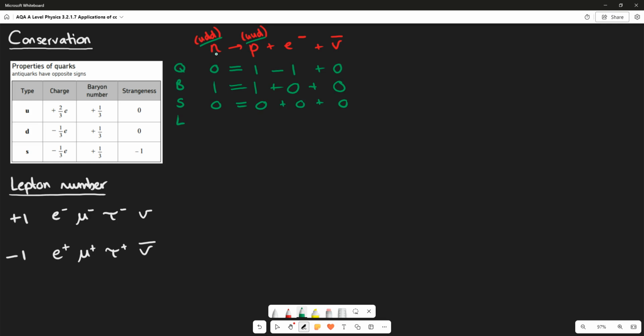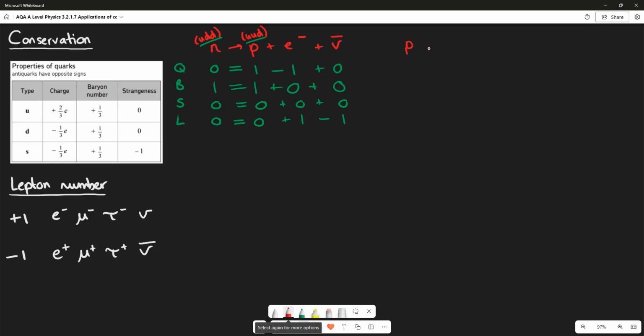The lepton number: the neutron is not a lepton. Neither is the proton. The electron is, and it has a lepton number of +1. The antineutrino is a lepton, and it has a lepton number of -1. This side of the equation is equal to this side. So lepton number is conserved. All 4 properties are conserved. This is an interaction that does happen in nature regularly, and it's one that you've studied before. We're going to have a look at beta plus decay next.